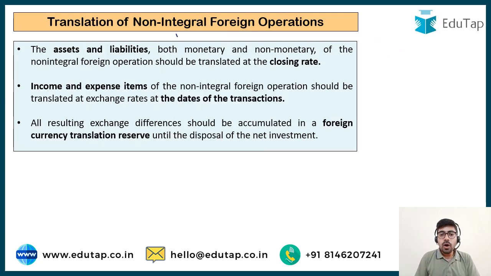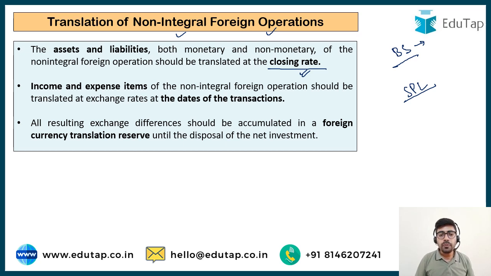Now what about non-integral foreign operation? Okay, for a non-integral foreign operation, which is not an integral part of mine, it is not my own branch, it is rather working independently. So in this particular case, the assets and liabilities, either monetary or non-monetary, they should be translated at the closing rate. Okay, so now for the foreign operation, I would be having the balance sheet of the Singapore company and I would be having the profit and loss of the Singapore company. So in the balance sheet, I have to just convert everything to the closing rate. I have to apply the closing rate for monetary and non-monetary items, all of these.